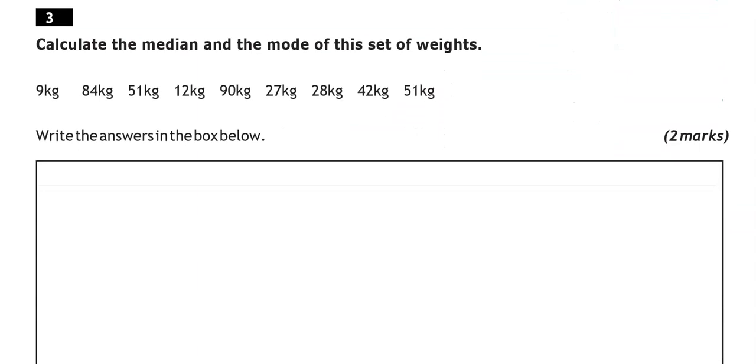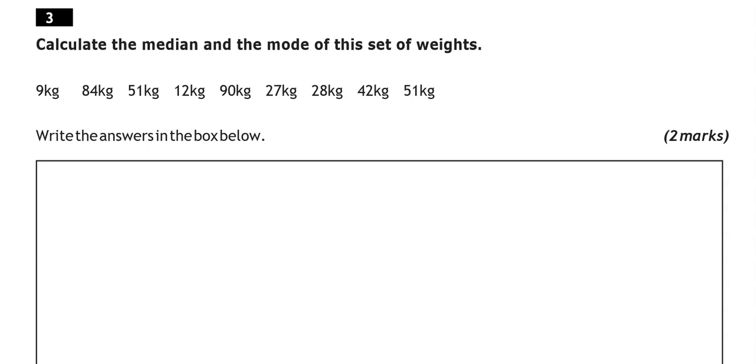Question 3. Calculate the median and the mode of this set of weights. We've got 9 kilograms, 84, 51, 12, 90, 27, 28, 42, and 51. Write the answers in the box below. So I'm going to work out the median first by putting them in order.